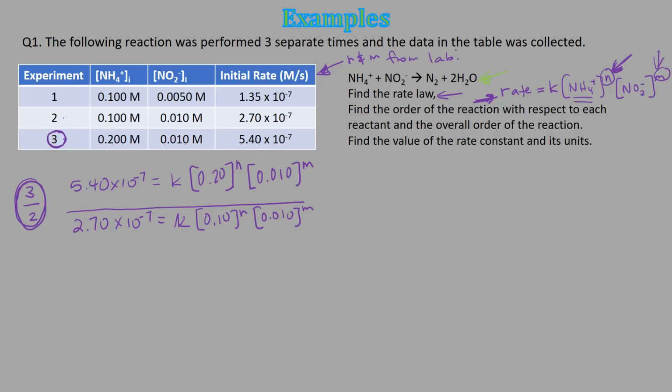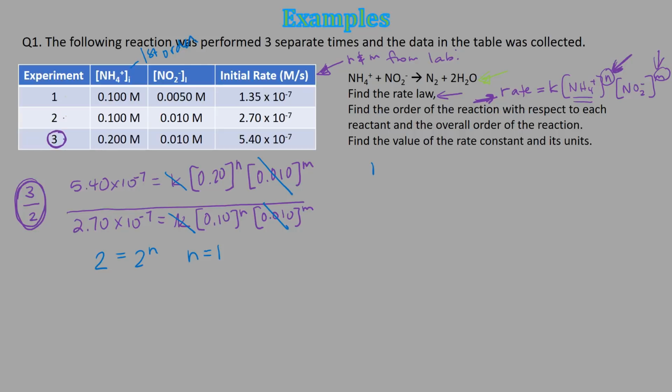Okay, so we have 0.010 raised to the M and 0.010 raised to the M. So those two things cancel out. The K's cancel out because no matter what they are, they're the same. And so if I take 5.4 times 10 to the negative 7 and divide it by 2.7 times 10 to the negative 7, I get the value of 2. And that would be equal to 2 raised to the N. And so my N value has to be 1. So that means that this is first order. That's how we say that.